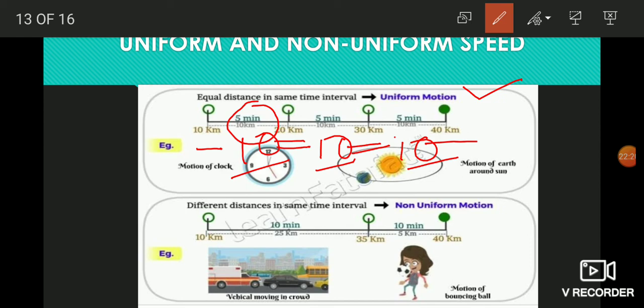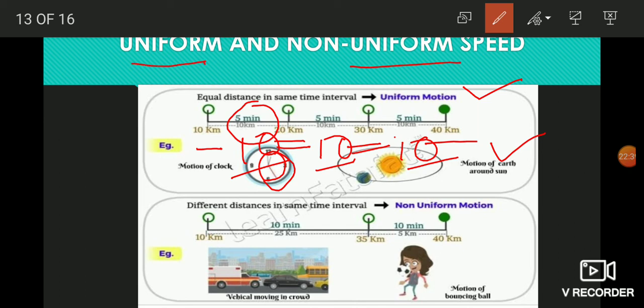Now take a look at the picture below. The examples of such uniform motion would be the hands of a clock, isn't it? It moves uniformly. Or the movement of the earth around the sun. So both these are examples of uniform speed.